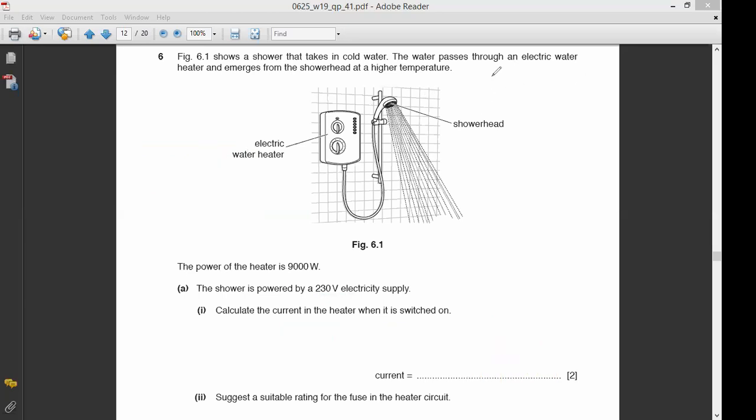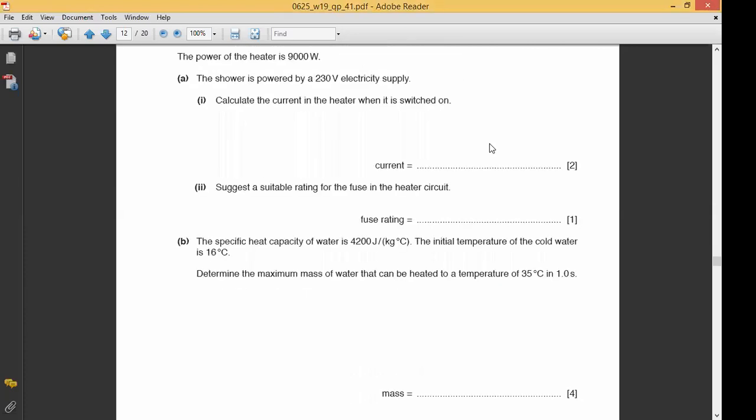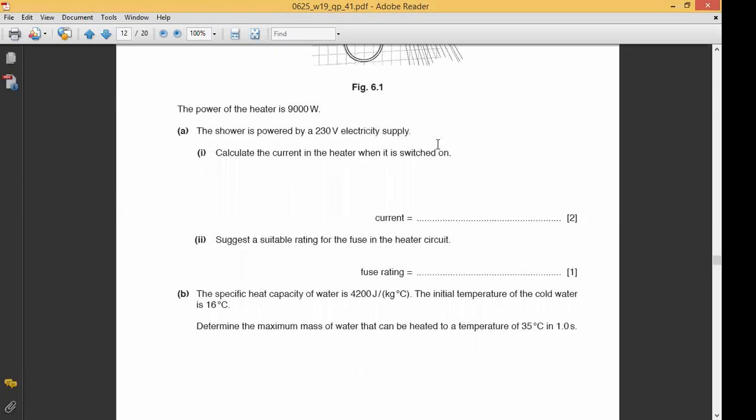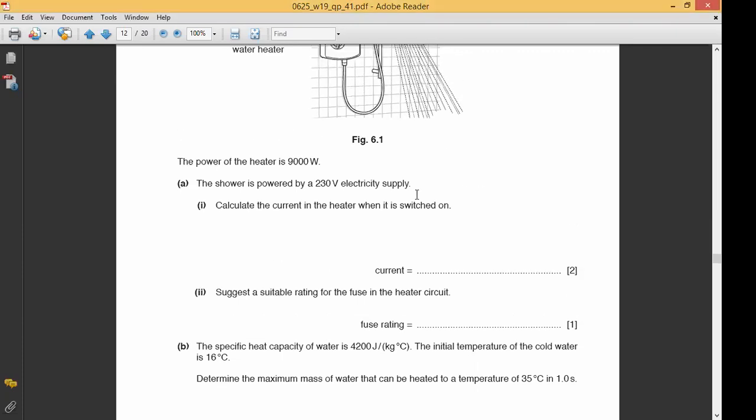Now the next one says: suggest a suitable rating for the fuse in the water heater. Is it 39.13 ampere? Yeah, divide it yourself. Whatever it gives you, you work with it. We don't need to be fixed to one. Whatever it gives you, just work with that.